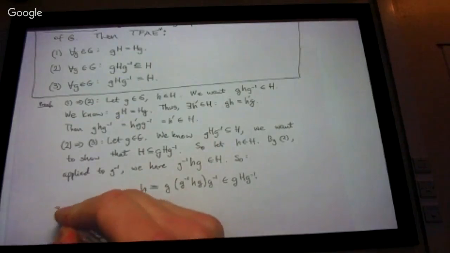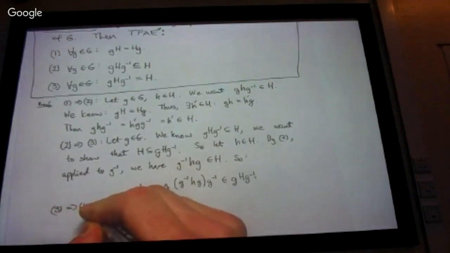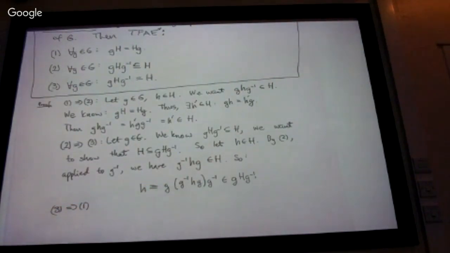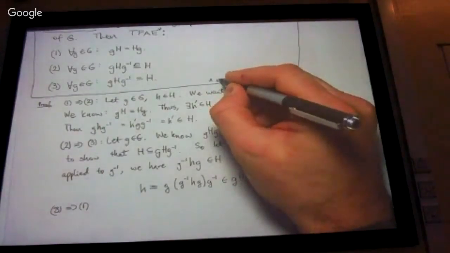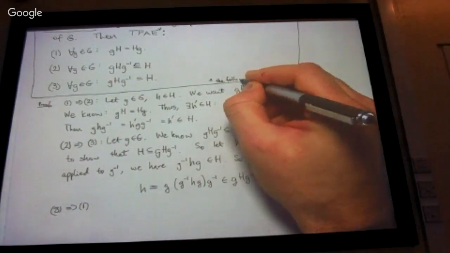Okay, so the last thing is that 3 implies 1. I hope you know from your 2 years at university that if you have the following or equivalent, you probably know that from Killian.